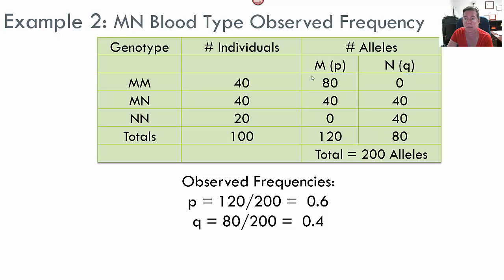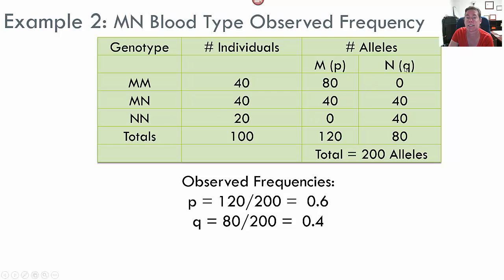homozygous recessive genotype. We now calculate the number of alleles, the number of M alleles and the number of N alleles. You could actually think of this as the number of P alleles and the number of Q alleles. The number of M alleles for the 40 individuals that have the homozygous dominant genotype would be 80. This is because they have 2 M alleles. So 40 times 2 equals 80. The number of M alleles for the heterozygotes is only 40 because they only have 1 M allele. The number of M alleles for the homozygous recessive genotype is 0 because this is NN. There are no M alleles.